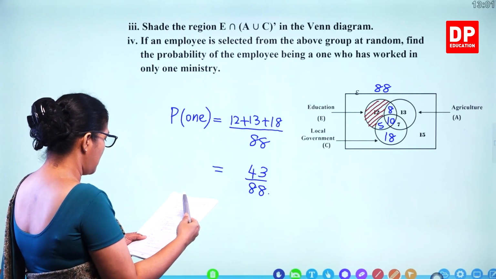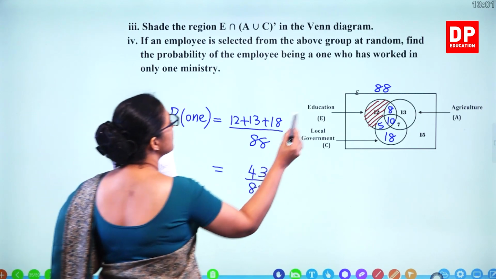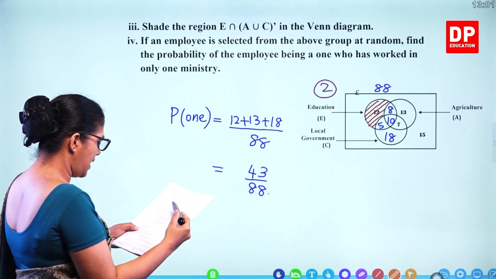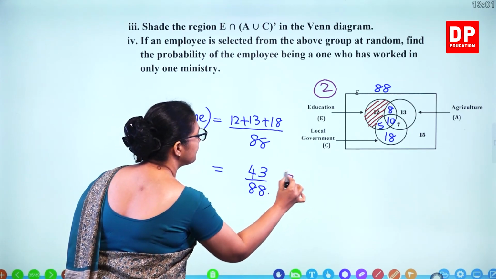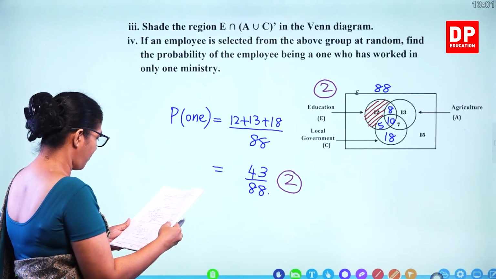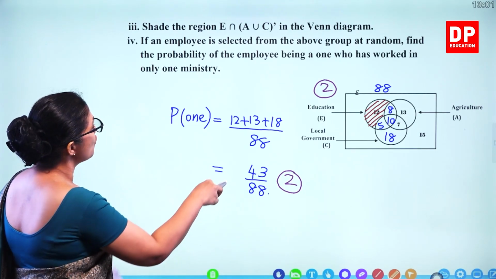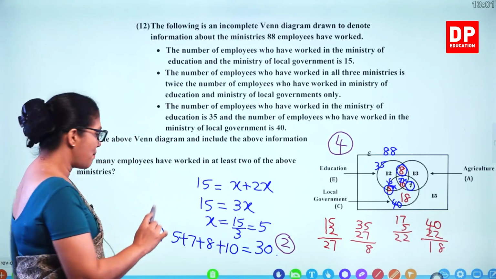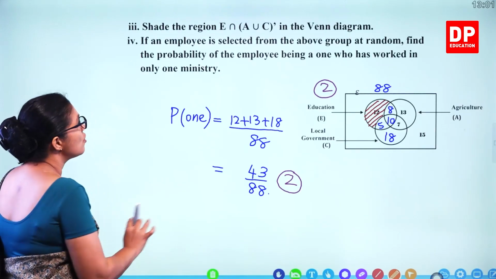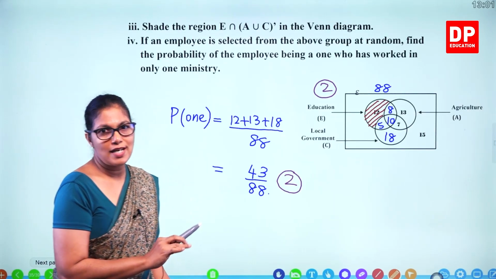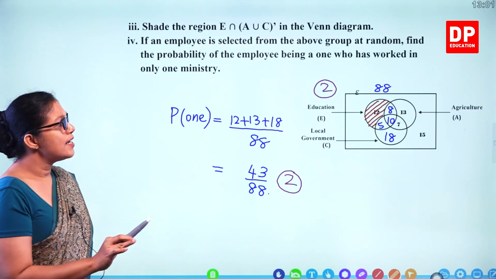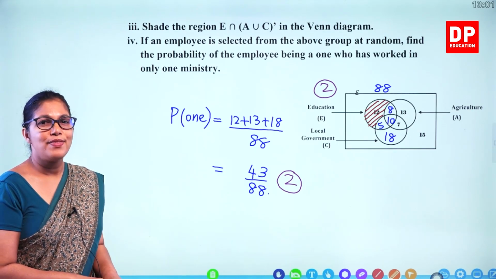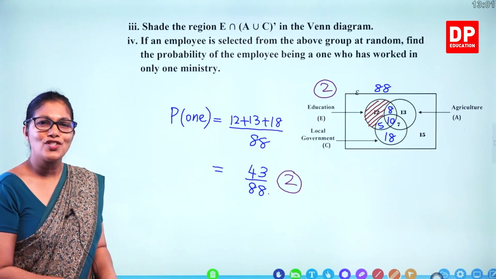You are getting shading 2 marks and 43 over 88 2 marks. So that's the last part. So 2, 2, 4, 4, 4, 8 and 2, 10 marks for the whole question. So that's the last question in paper 2. So we covered the whole paper. So make sure that you do the paper first and then watch my video to check your answers.